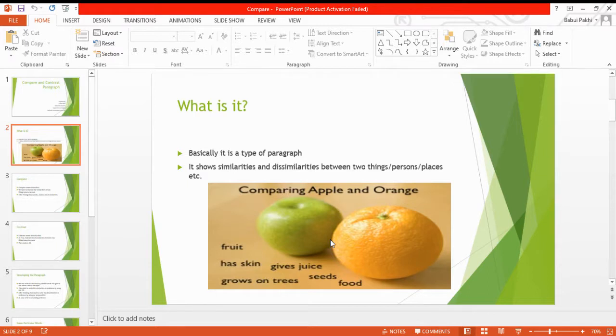For example, here I have brought an image of an apple and an orange, so you may easily understand the theme. Comparing apple and orange, look at those points: fruit, both of them are fruit, have skin, give juice, grow on trees, give seeds, and both of them are food. So in a compare and contrast paragraph, you have to find the similarities and dissimilarities between two things, persons or places, and write down those points in a paragraph.